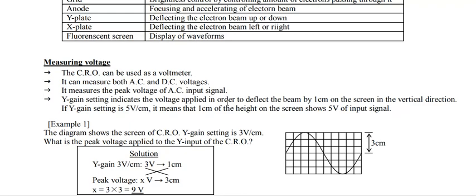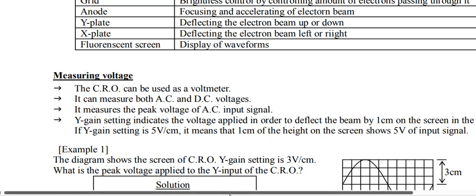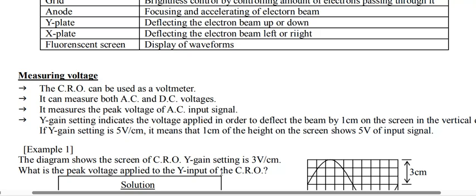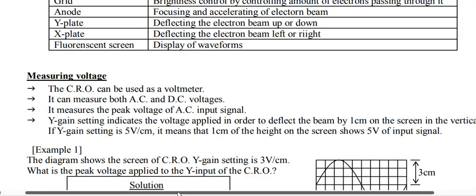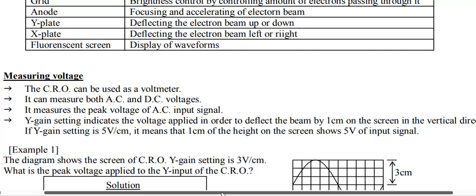So the CRO can be used as a voltmeter. The next point is that it can measure both the alternating current and also the direct current voltages. It also measures the peak voltage of the AC input signals.